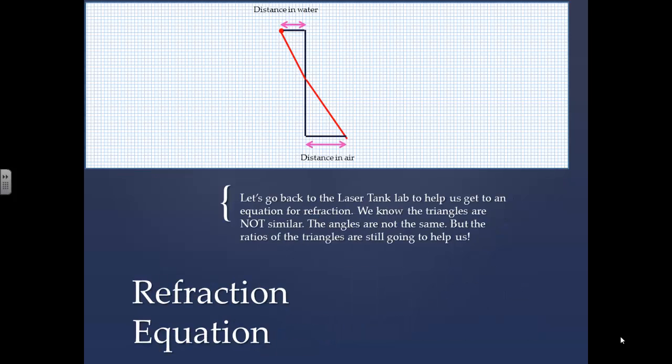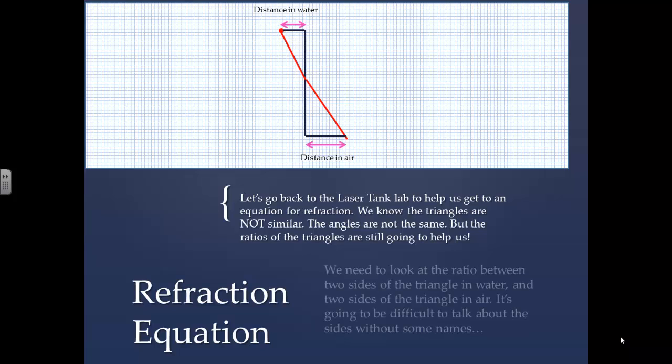Let's go back to the laser tank lab to help us get to an equation for refraction. We know the triangles are not similar, the angles are not the same, but the ratios of the triangles are still going to help us. We need to look at the ratio between two sides of the triangle in water and two sides of the triangle in air. It's going to be difficult to talk about the sides without some names.